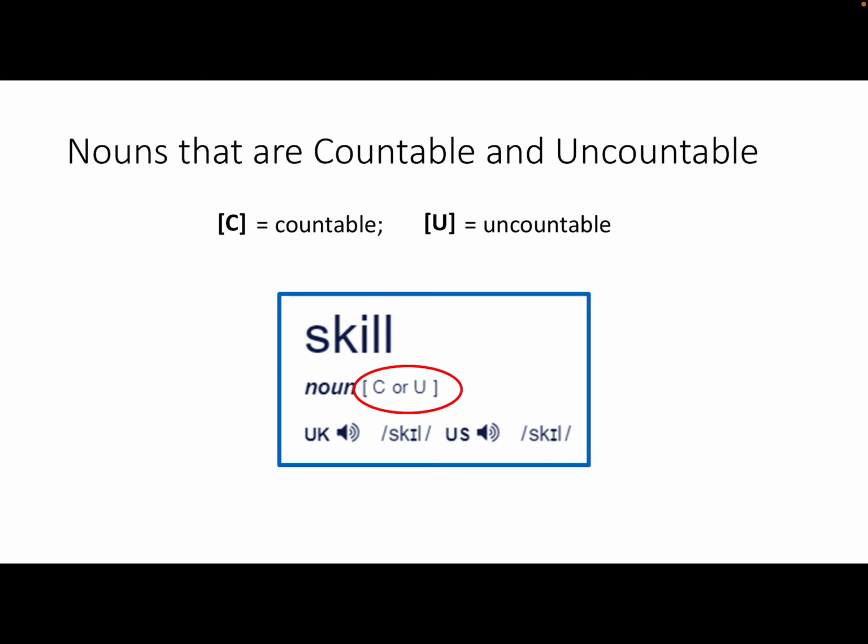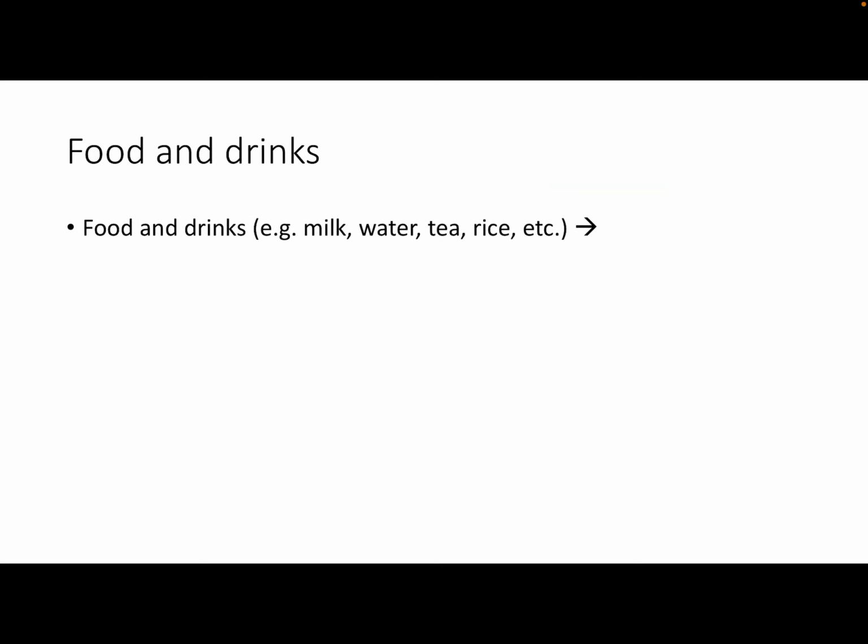But sometimes you can see nouns with brackets C or U. What does that mean? It actually simply means that the noun can be countable or uncountable. These nouns can be either countable or uncountable depending on how you use them. Usually there is a difference in meaning too. Let's look at some examples.